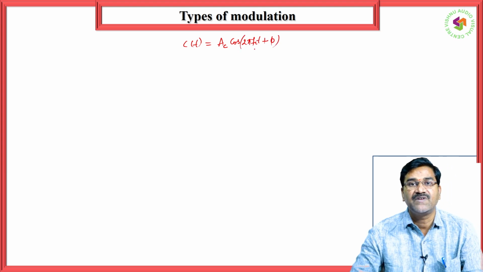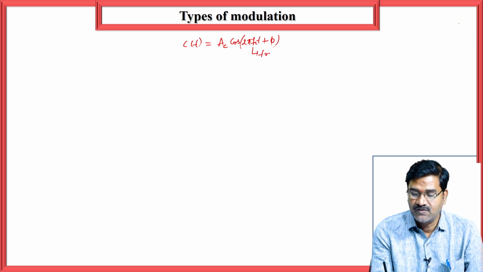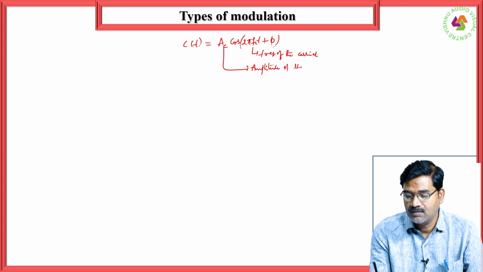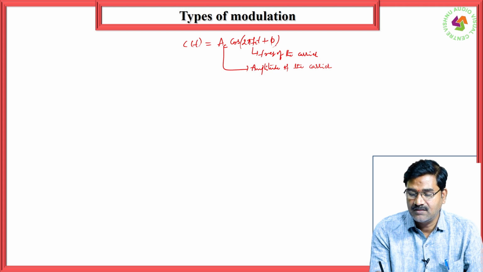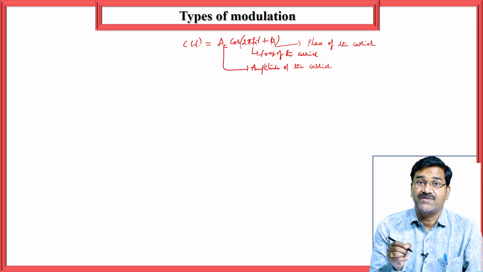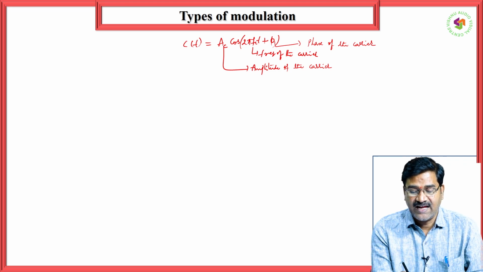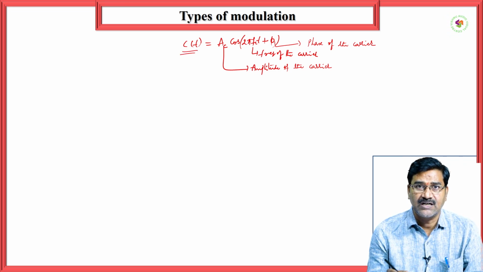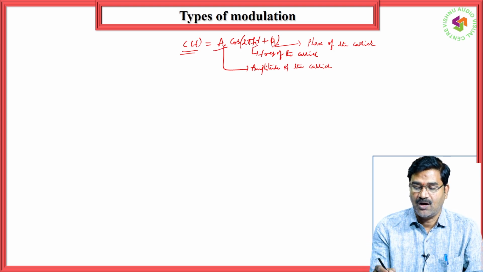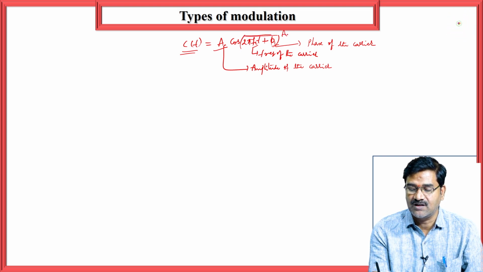fc is the frequency of the carrier, and phi is the phase of the carrier signal. Now some of the characteristic parameters of the carrier will be varied. What are the characteristics which are defined for the carrier? Amplitude, frequency and phase. Now these two come under the total angle of the signal.